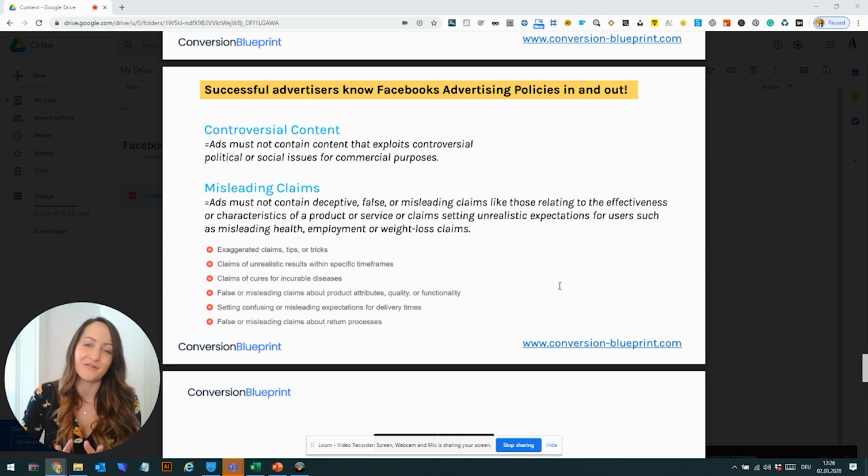Also the before and after images when it comes to weight loss or transformation programs, you will have a very hard time to get these approved, and they're also considered low quality. So basically avoid setting confusing or misleading expectations for the results or for the delivery time. This is something that, again, has to do with the reputation damage that dropshippers caused. So make sure that you keep what you promise.